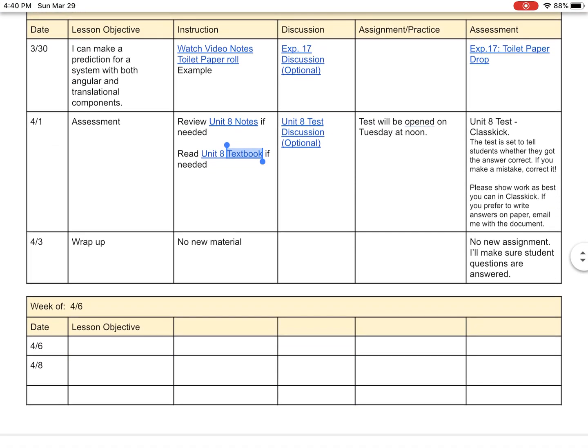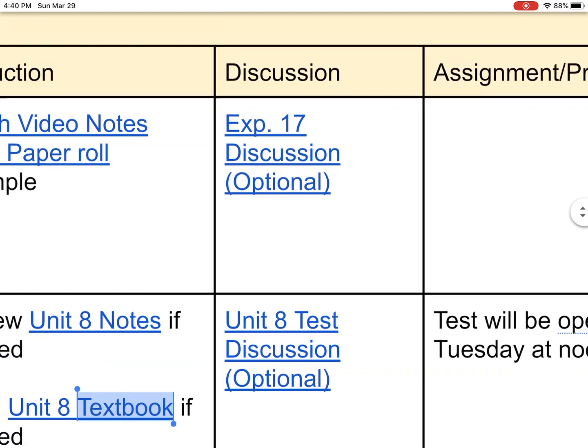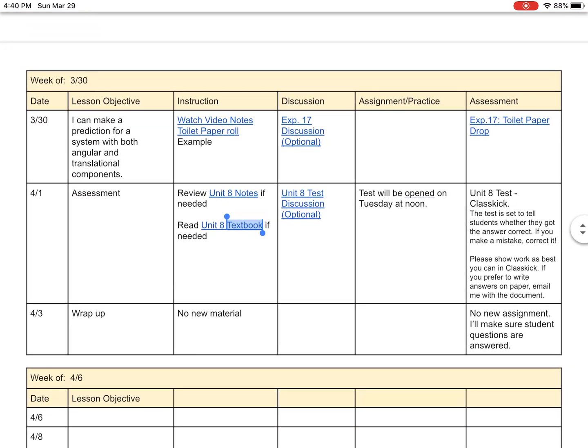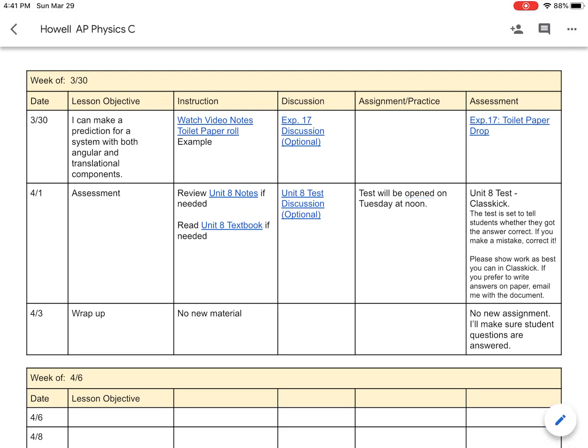Okay, so that's the plan for this week. I've got no new material on Friday. I'm hoping that you will reach out to me through the discussions or through email, and then I will answer questions as they come up. I will make videos if I need to. If I see there are things that multiple people are asking or that I think I haven't explained well, I'll make videos and share them with everyone.